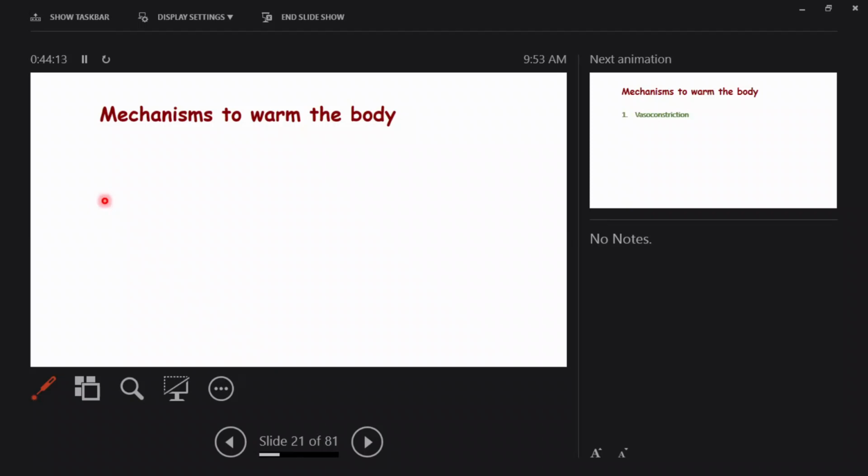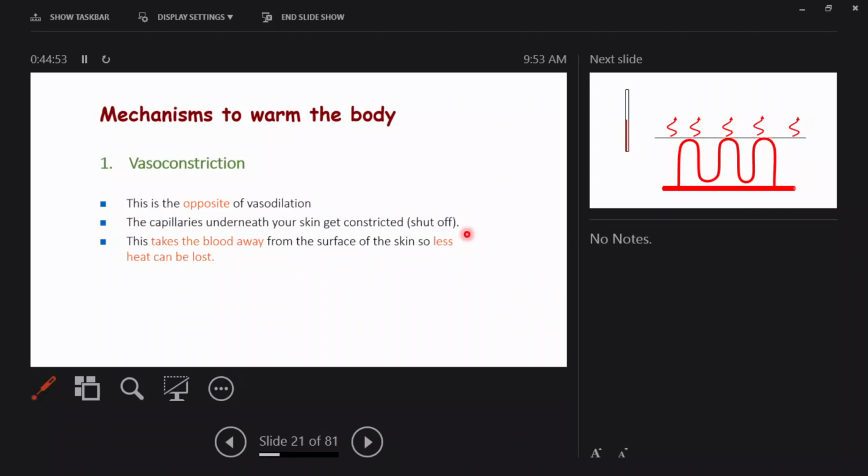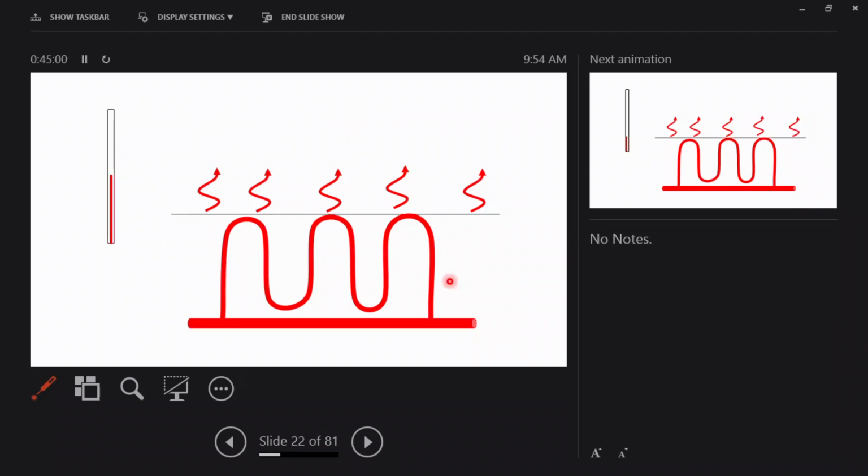So the mechanism to warm the body. If we are very cold, our body needs to increase the body temperature. The first, vasoconstriction. So vasoconstriction is the opposite of vasodilation. Vasodilation is when the blood vessel becomes bigger, capillaries under your skin become bigger. But for vasoconstriction, the name is constriction. The capillaries under the skin get constricted or shut off. We don't want the blood to get too near to the surface of the skin. So this takes the blood away from the surface of the skin, so less heat can be lost.